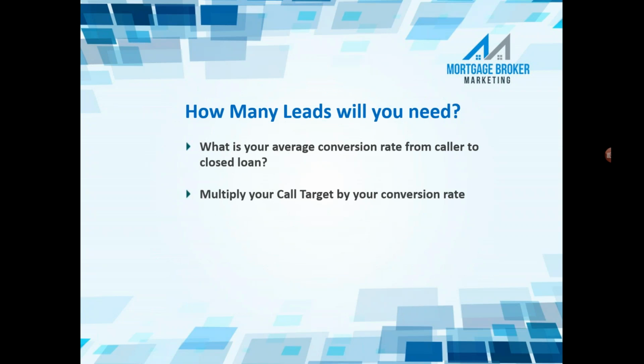The first thing you have to do is find out the average conversion rate when people call in and it turns into a closed loan. You multiply your call target by your conversion rate. Say your conversion rate is 55%. If my revenue target was 1 million, that's 83,000 monthly. I would need 27 clients, and 27 divided by 55% equals 49 leads per month. That's the number of leads I would need in a month.